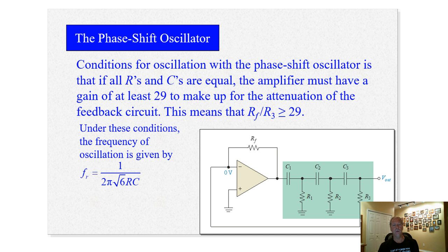And here's the formula for it. So the resonant frequency is 1 over 2 pi square root of 6 RC. Okay, so we have to have a gain of at least 29, of exactly 29, I would say, in order for it to compensate for the loss of the attenuation of 29 here. So RF divided by R3, this is the feedback resistor here, has got to be 29.